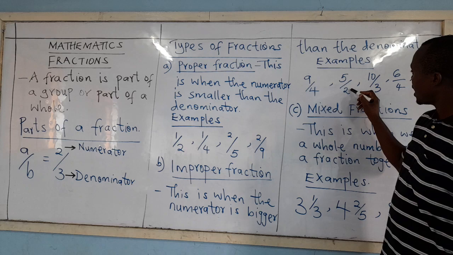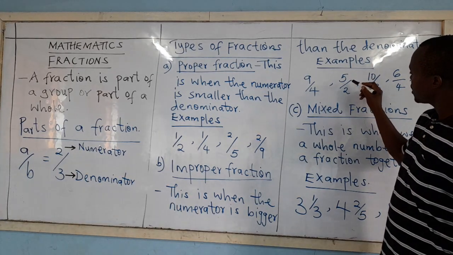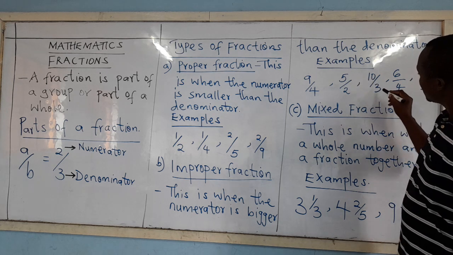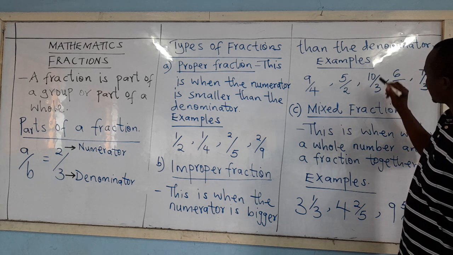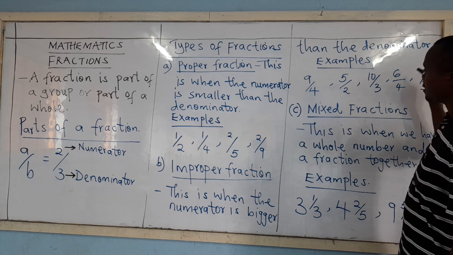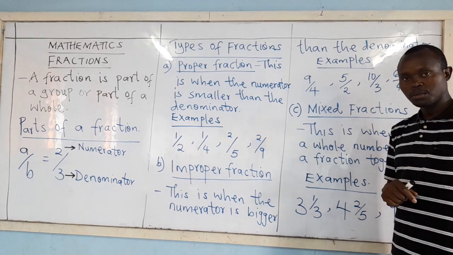2 being smaller, carrying, I mean carrying 5. 2 is smaller than 5. 3 is smaller than 10. 4 is smaller than 6. And 3 is smaller than 7. So we call this one improper fractions.